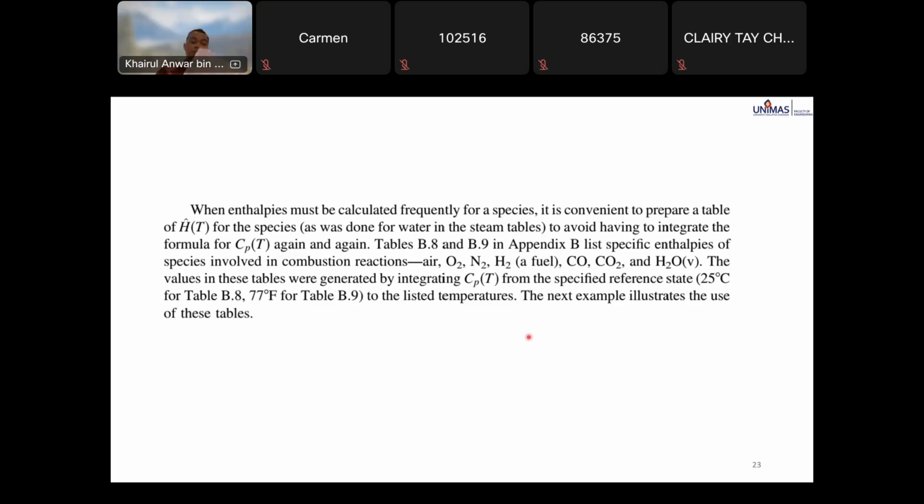Okay, so this is Cp, specific enthalpy, delta H. To get these values in table B8 and B9, we integrate Cp(T) from the specified reference state of 25 degrees C, or 77 degrees Fahrenheit for US units, to the listed temperature.